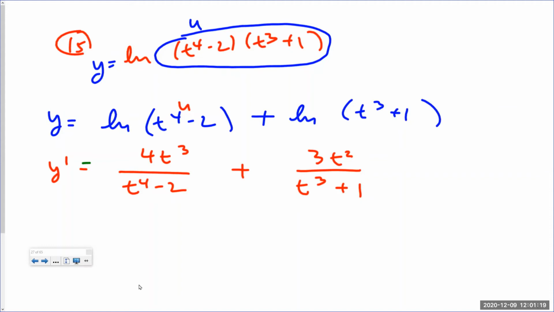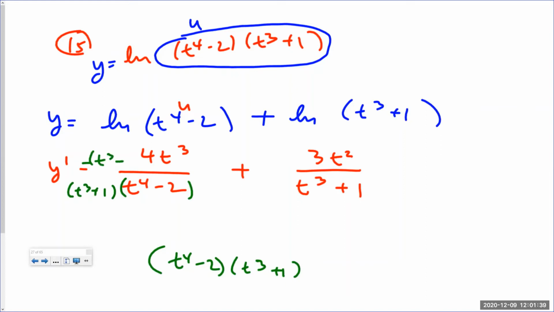It's D as in dog with us. Yeah, but I think you don't have to actually multiply it out, right? You just create a common denominator. So your common denominator will be t to the 4 minus 2 times t cubed plus 1, right? That means here, you're going to have to multiply by t cubed plus 1 times t cubed plus 1, right? And over here, you need to multiply by t to the 4 minus 2 and t to the 4 minus 2.